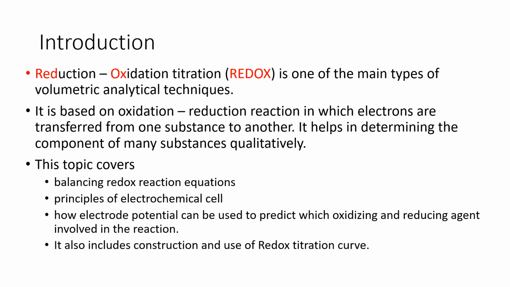So in this topic, or this module, we'll be looking at a revision of how to balance redox equations. I'm sure you already know that from your O-level or year one chemistry. We'll also look at the principles of the electrochemical cell, a revision of that, and how we can use electrode potential to predict whether oxidation or reduction is occurring in a particular reaction. And also, just like we constructed the titration curves for acid-base and complexometric, we also construct the redox titration curve.